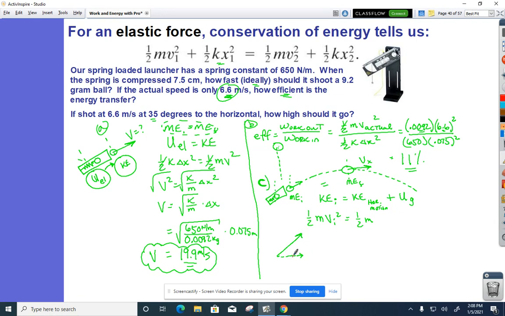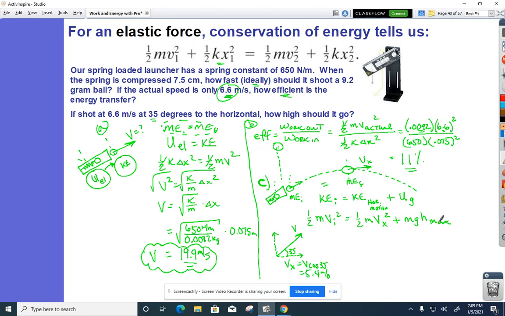that I've got to use some of the other tools that we've developed over the course of this year. If this is V and this is 35 degrees, then I need to know how fast it's moving horizontally. V cosine 35 will get that for me. So 6.6 times the cosine of 35 is about 5.4 meters per second. So at the very top, it's still moving at a speed of 5.4 meters per second. Okay? And so I can put that in there as Vx squared, and then plus mgh max.